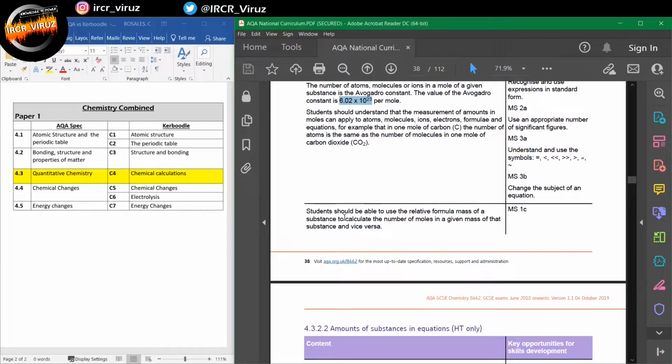Okay, so it says that the student should be able to use the relative formula mass of a substance to calculate the number of moles in a given mass of that substance, and vice versa.